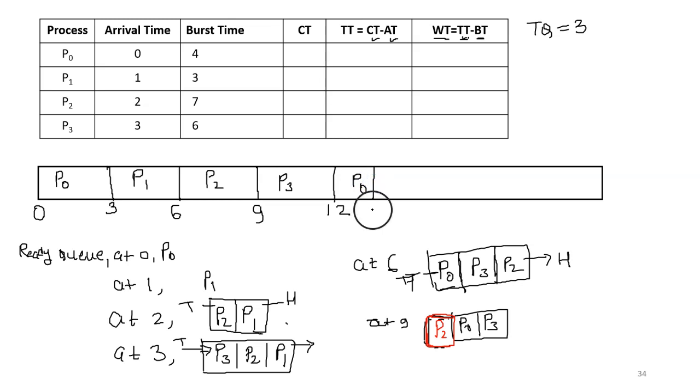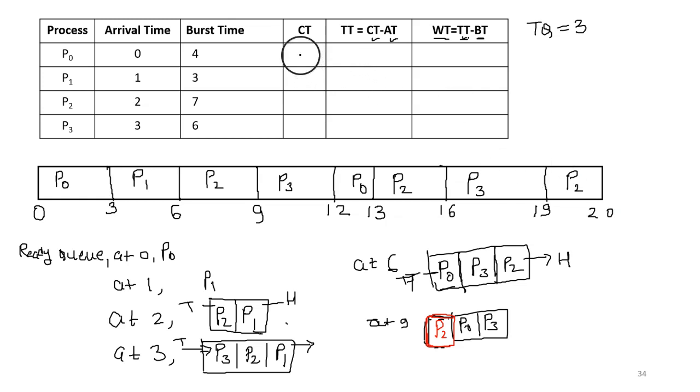For how much time? For 1 only, because the remaining time of process P0 is 1, which is less than the given time quantum. Then at 13, P0 will release the CPU voluntarily and CPU will be assigned to the next process, that is P2. For how much time? 3. Total is 16. After P2, CPU will be assigned to the next process in the queue, that is P3. For how much time? 3. Total is 19. And after execution of P3, CPU will be assigned to the next process in the queue, that is P2. So P2 will be executed until 20.